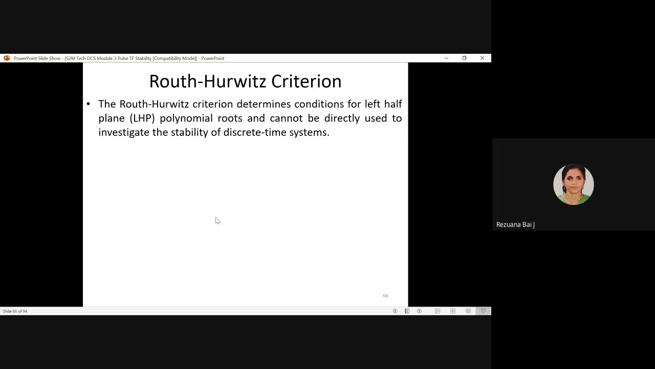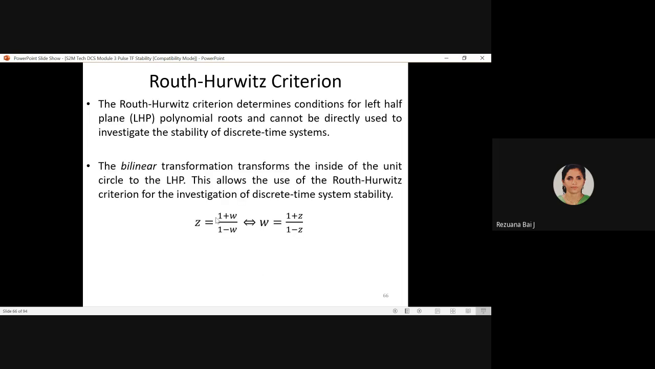Routh-Hurwitz, I am not going to teach again because you have already done it in previous classes. You know already that the Routh-Hurwitz criterion will determine the number of poles in the left half, the right half, and on the j omega axis. In the W plane, on the j omega axis, W is equal to j omega.